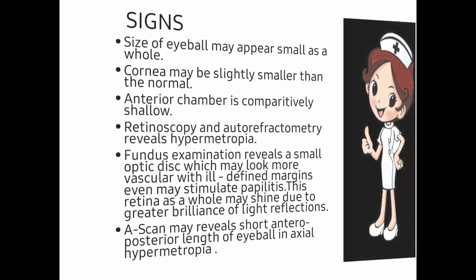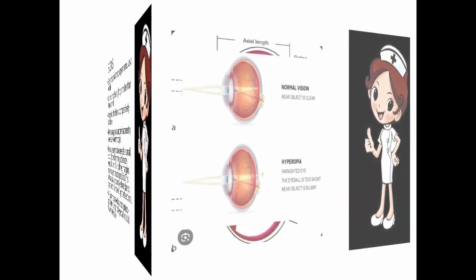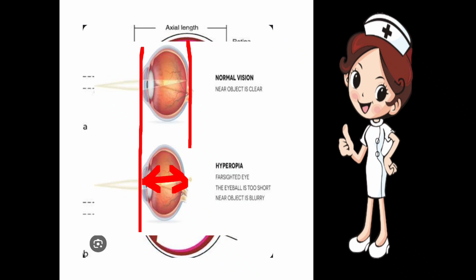Okay, next one, signs. Now what are the signs? The size of the eyeball may appear small. If you can see, this is the normal case. In the normal case it appears like this, and the size of the eyeball changes in case of hypermetropia. So it is short.